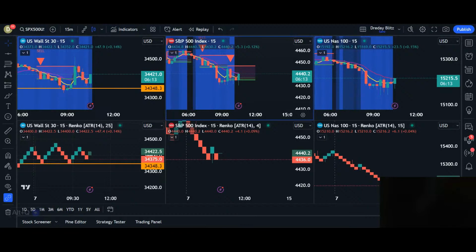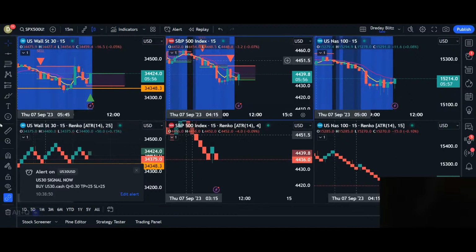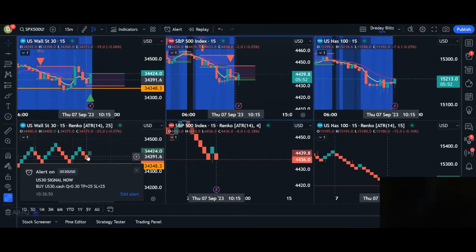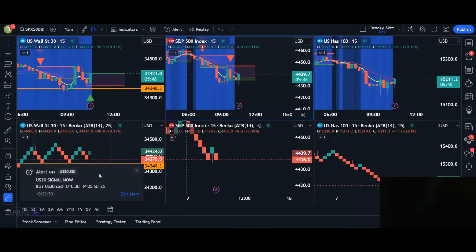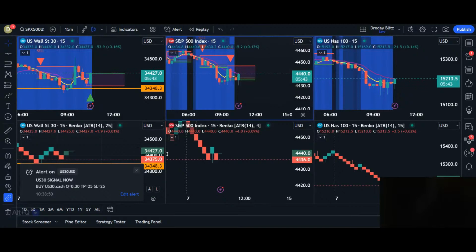So now we have a push up on US 30. We have a buy signal right now on US 30 again. And we still don't have a reversal right now off of the Renkos, but you're seeing that it's grayed out right now.